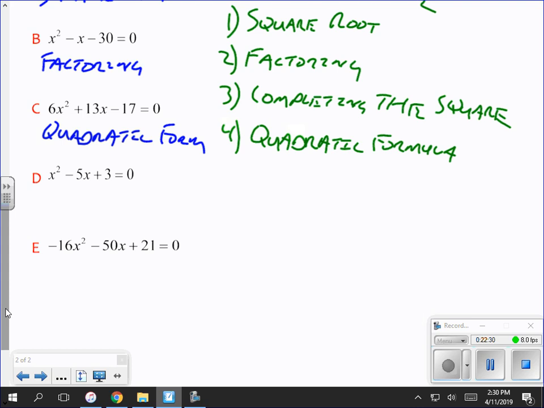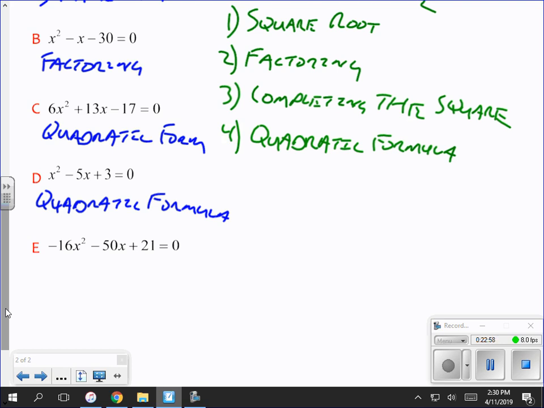If I look at D, D is not factorable. There are no two numbers to multiply to give me 3 that add to give me 5. So I would use the quadratic formula. And then E is just nasty. Formula, not formulae. Although I want to say yay when I use it. It's okay.